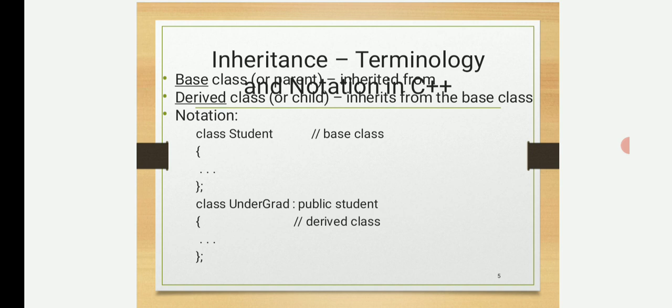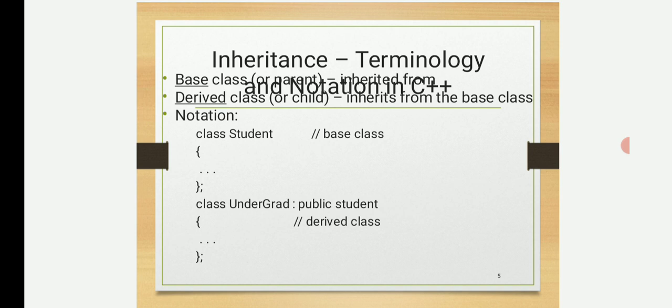Here the base class name is student. So automatically the student data will be added into the subclass, the derived class, that is undergrad. Whatever methods and variables we have in the student base class should be inherited into the subclass undergrad. So this is an example for creating inheritance. I will repeat the concept again. Here this is an example for inheritance.